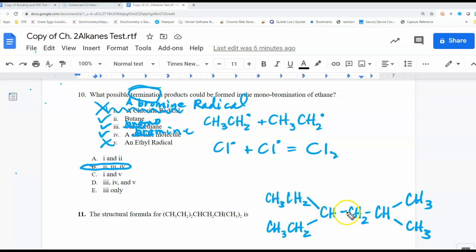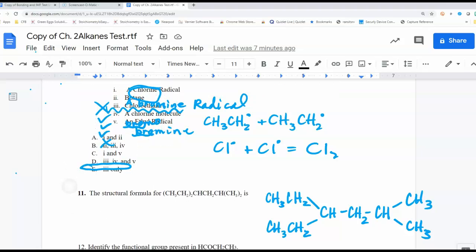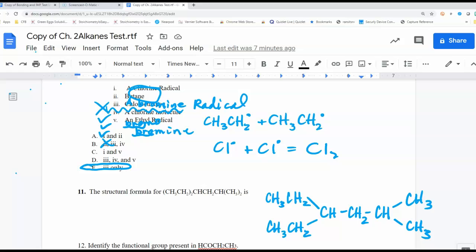1, 2, 3, 4. 1, 2, 3, 4. 1 here, 2, 3, 4. Yep, everything is accounted for. So that is what we have going on there. Oh, that's crazy talk right there. Good thing I didn't also ask you to name that thing. Let's take a look and see if the next question is, oh good, the next question does not ask us to name it, but let's go ahead and name it anyway.